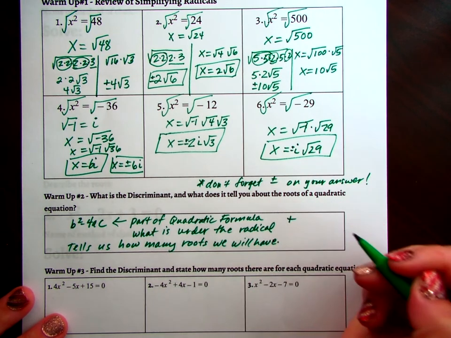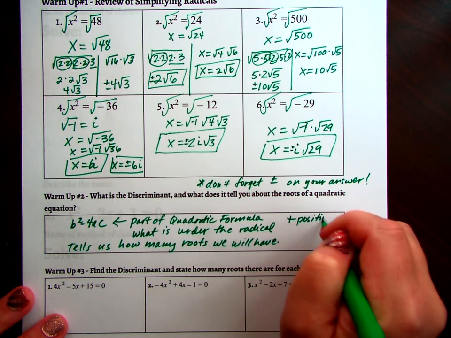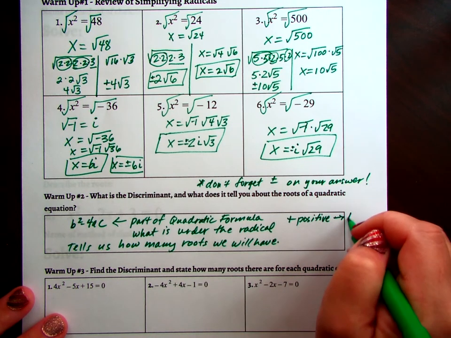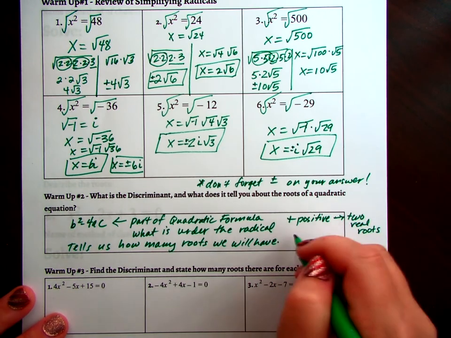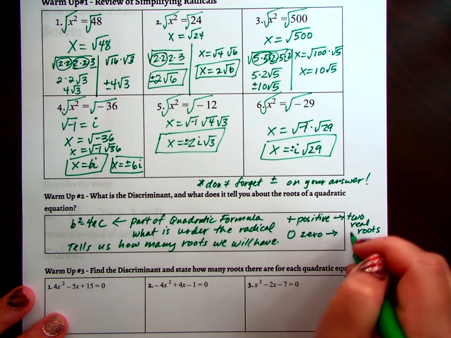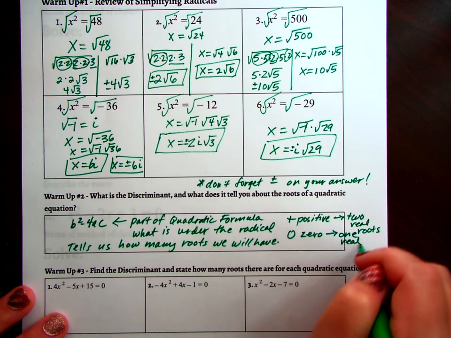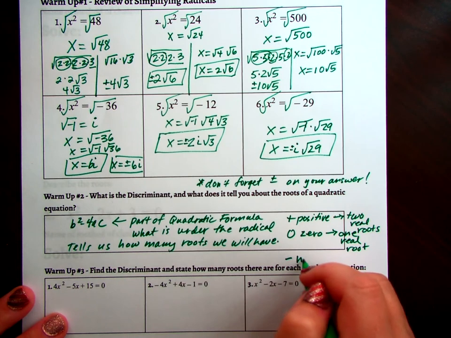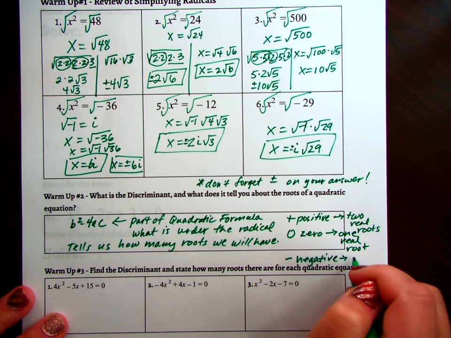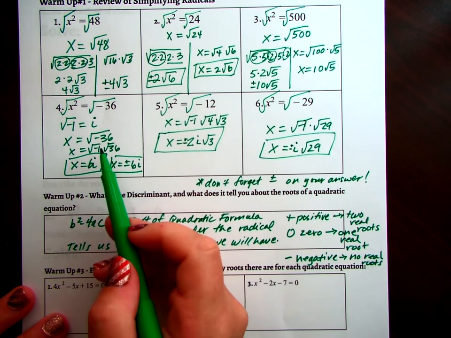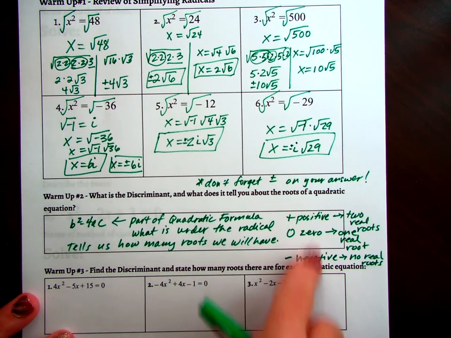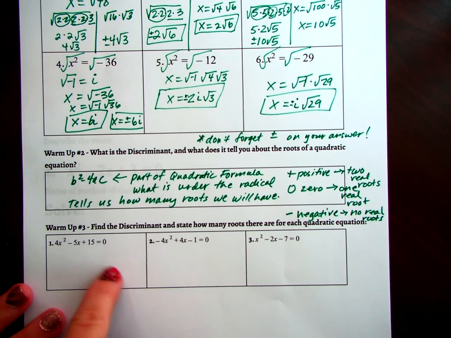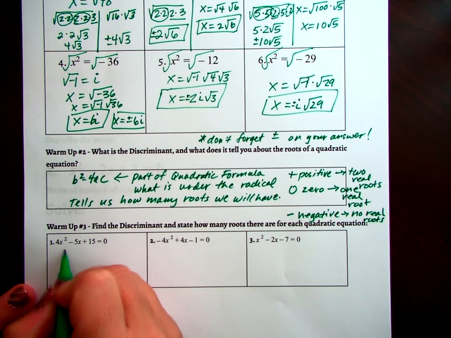So for example, if you get a positive discriminant, that means you will have 2 real roots. If you have a 0 discriminant, you will have 1 real root. And if you have a negative discriminant, you have no real roots. When you have a negative under a square root, you have imaginary square roots. So the discriminant can tell us how many roots we're going to have and what kind. So let's go look at some actual examples using the discriminant.